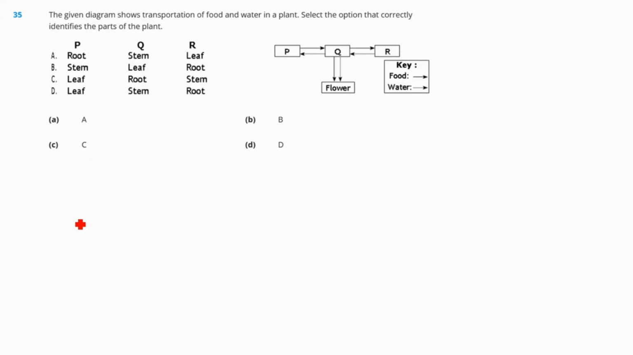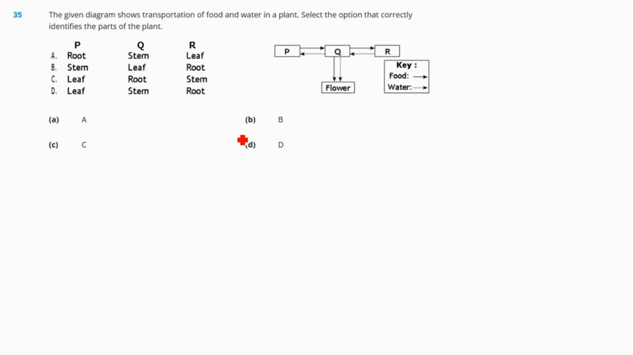Question number 35. The given diagram shows transportation of food and water in a plant. Select the option that correctly identifies the parts of the plant. So P, both side arrows, then Q, both side arrows, R, and then from Q it is the flower, right? So transportation of food and water. We have to identify and select the option that correctly identifies the parts of the plant. Transportation of food is done by phloem and transportation of water is done by xylem.